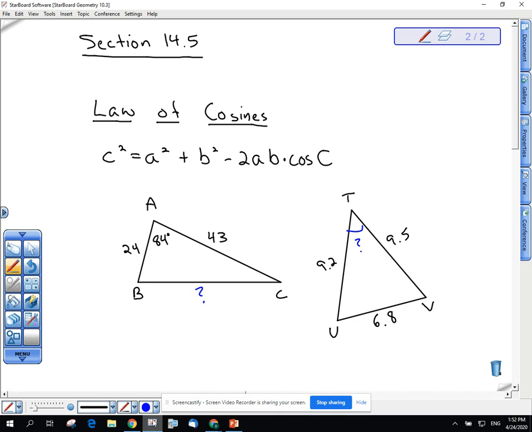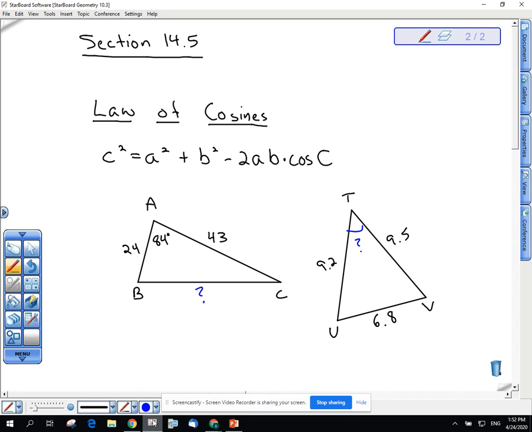It is a bit more complicated as you look at it here than the law of sines. That's why we teach the law of sines first. If you could use the law of sines, you should. It's a little bit simpler. The amount of space that it takes and the number of steps is usually a little bit less.